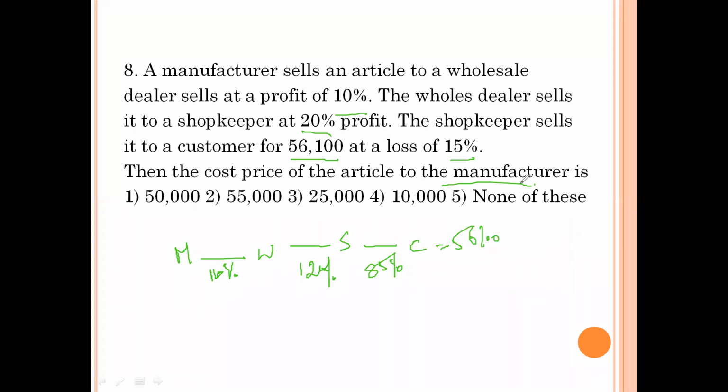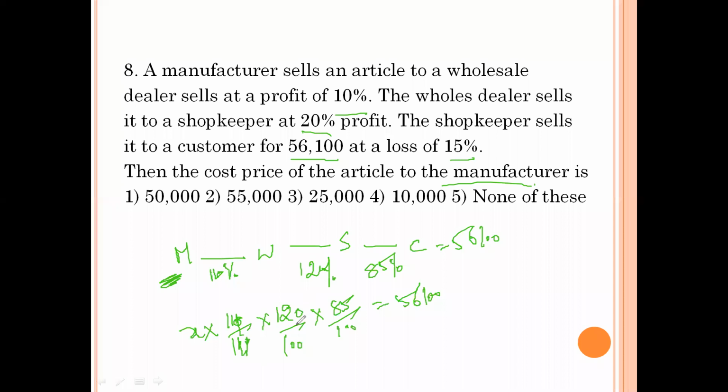The cost price of the article to the manufacturer is, so what is the cost price at the manufacturer? We don't know that one, so we take X. On this X, he sells with 110%. Next, the wholesale dealer sells with 120% to the shopkeeper. The shopkeeper sells with 85% to the customer. That value is 56,100.